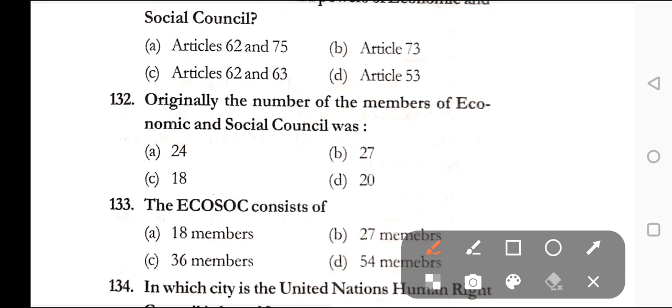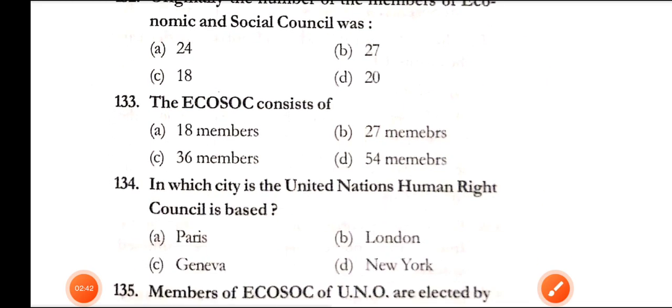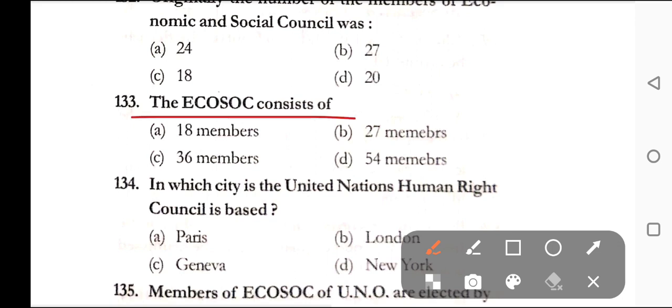Question number 132. Originally, the members of the Economic and Social Council were 24, 27, 18, 20. The correct answer to question number 132 is option C, that is 18. Originally, the members of the Economic and Social Council were 18. Question number 133. The ECOSOC consists of 18 members, 27 members, 36 members, 54 members. The correct answer is option D, that is 54 members.